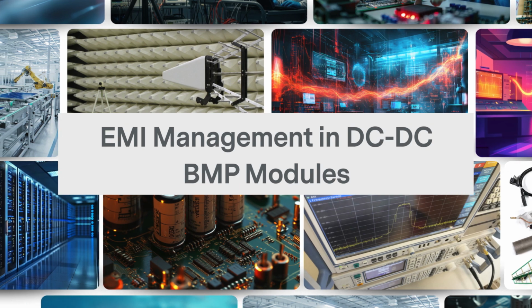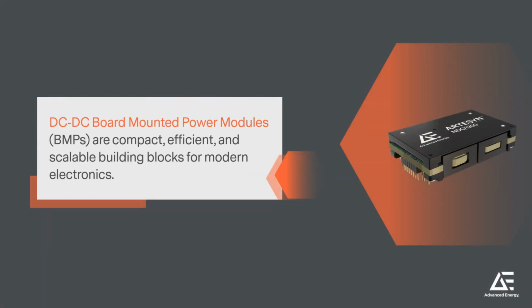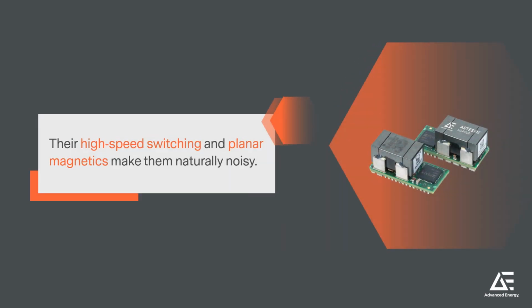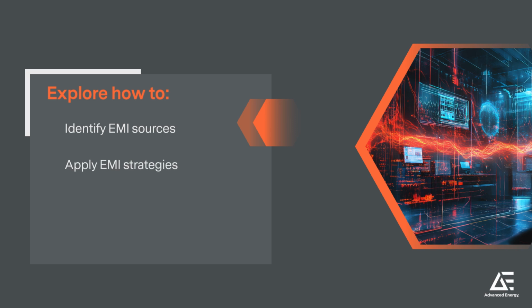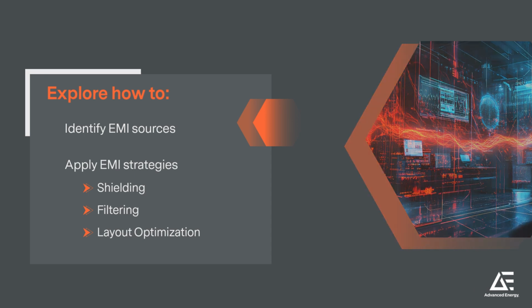DC-DC board-mounted power modules, or BMPs, are essential building blocks in modern electronics. They offer high efficiency, compact form factors, and modular scalability. But their internal architecture, especially the use of high-speed switching and planar magnetics, makes them inherently noisy. In this video, we'll explore how to identify EMI sources in DC-DC BMPs and apply proven strategies like shielding, filtering, and layout optimization to mitigate both radiated and conducted emissions.